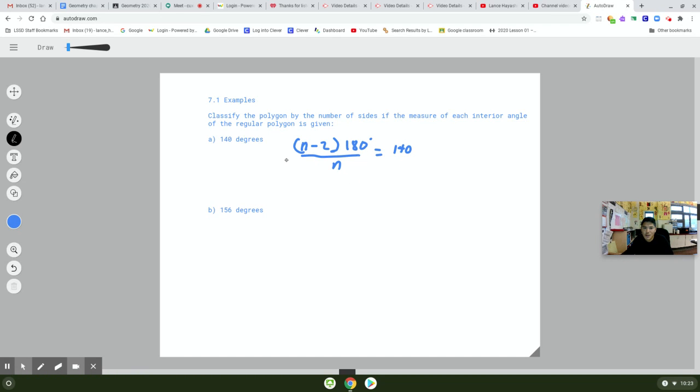In order to solve this for n, I need to get rid of the n in the denominator of the left side first. So I can multiply each side by n. These are just going to cancel. This is in the numerator, this is in the denominator. Then we're left with n minus 2, that quantity. So I do want that in parentheses, times 180 is equal to 140n.